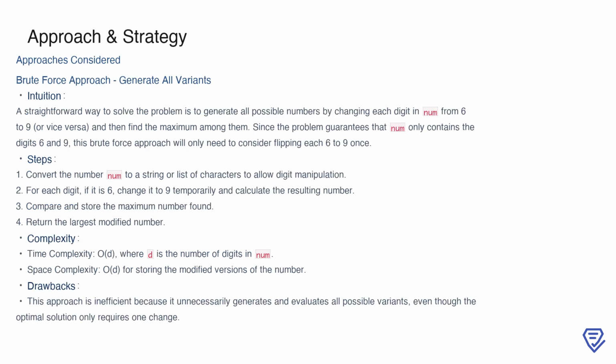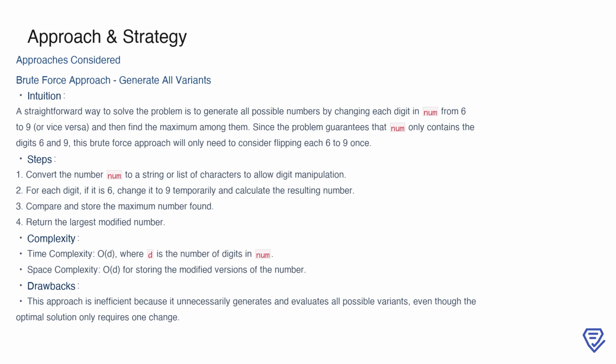To start, let's consider the brute force approach. The idea here is to generate all possible numbers by flipping each digit of the input number, from 6 to 9, and then determining the maximum result. Since the problem guarantees that the number only contains the digits 6 and 9, the number of possible variants is limited to flipping each occurrence of 6 one at a time.